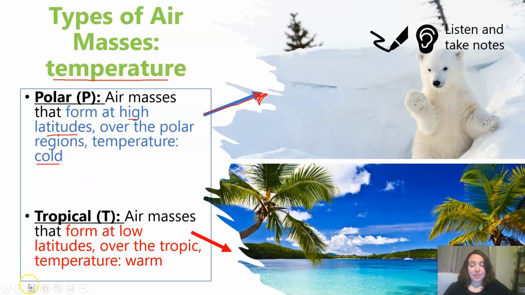For tropical air masses, these ones form at low latitudes, which is close to zero, over the tropics, so the temperature is warm. On your notes, please fill in the words and the drawing. You can draw the sunshine, you can draw anything in red to represent that it is warm.